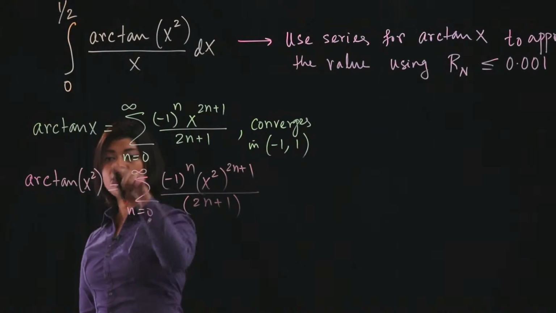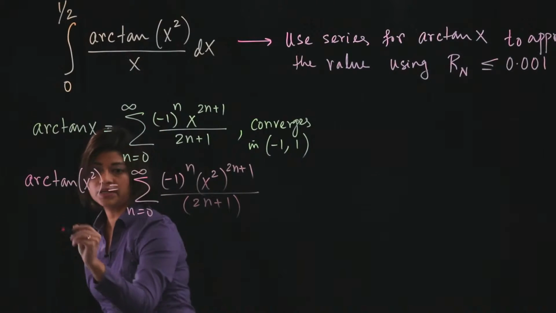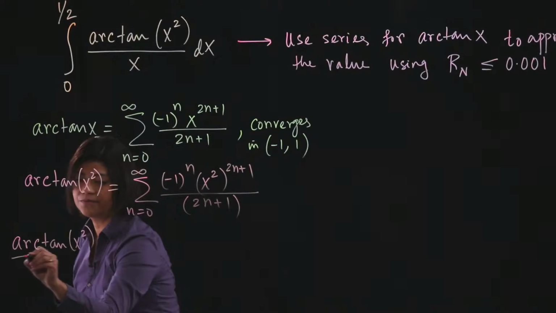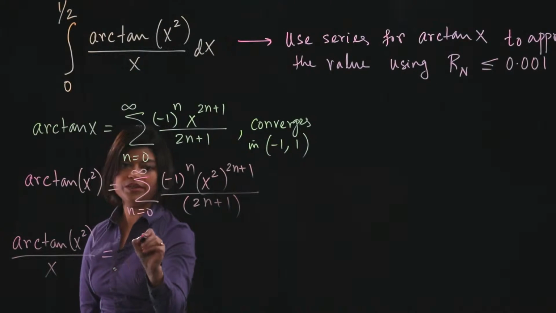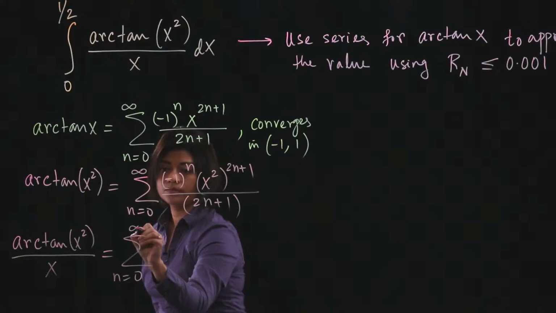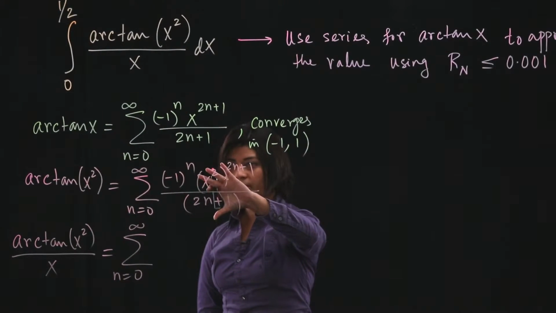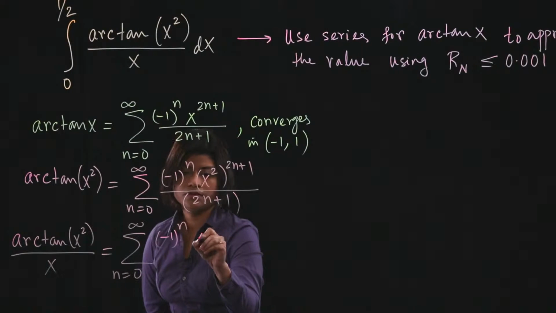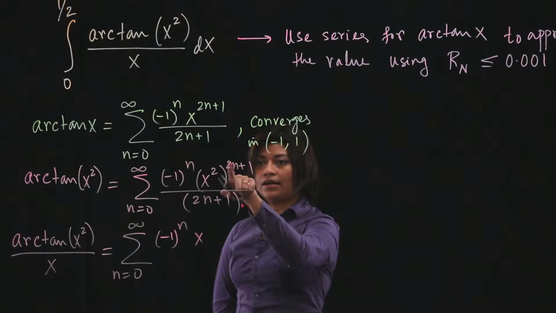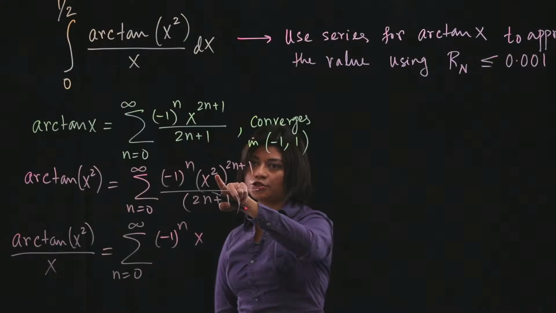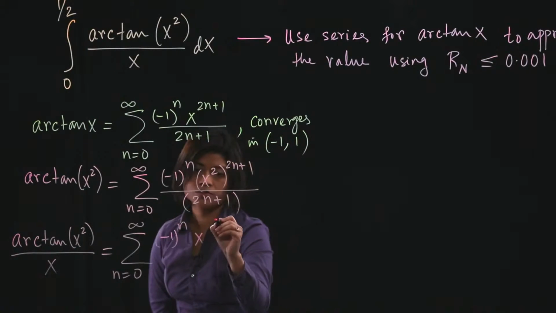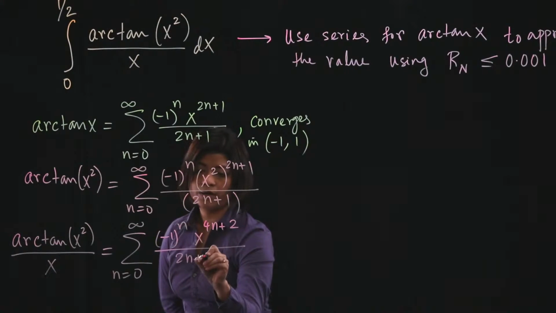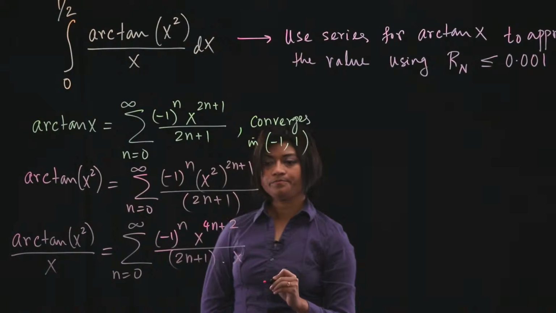Next, we have to divide this function by x. Okay, so let's do that. So arctangent of x squared divided by x will be equal to, you write down the term inside the series and divide by x. So -1 to the n. You can simplify this x term. See, the 2 will be multiplied to 2n plus 1 in the power, so it will become 4n plus 2 divided by 2n plus 1, and you're dividing by x.